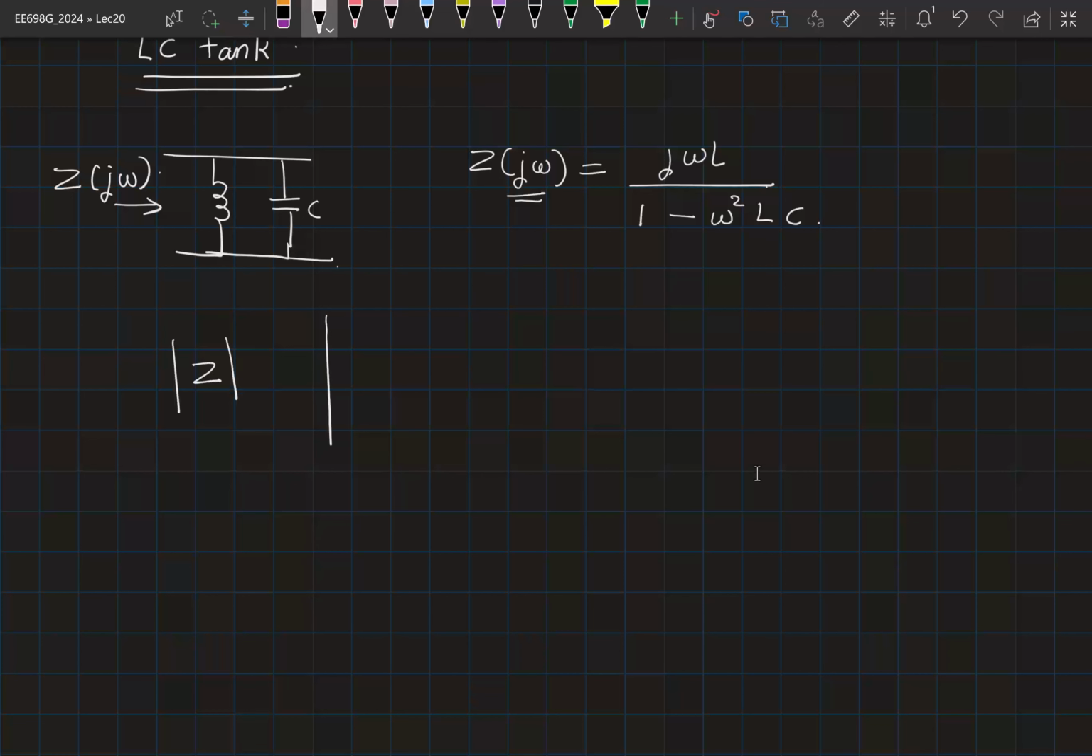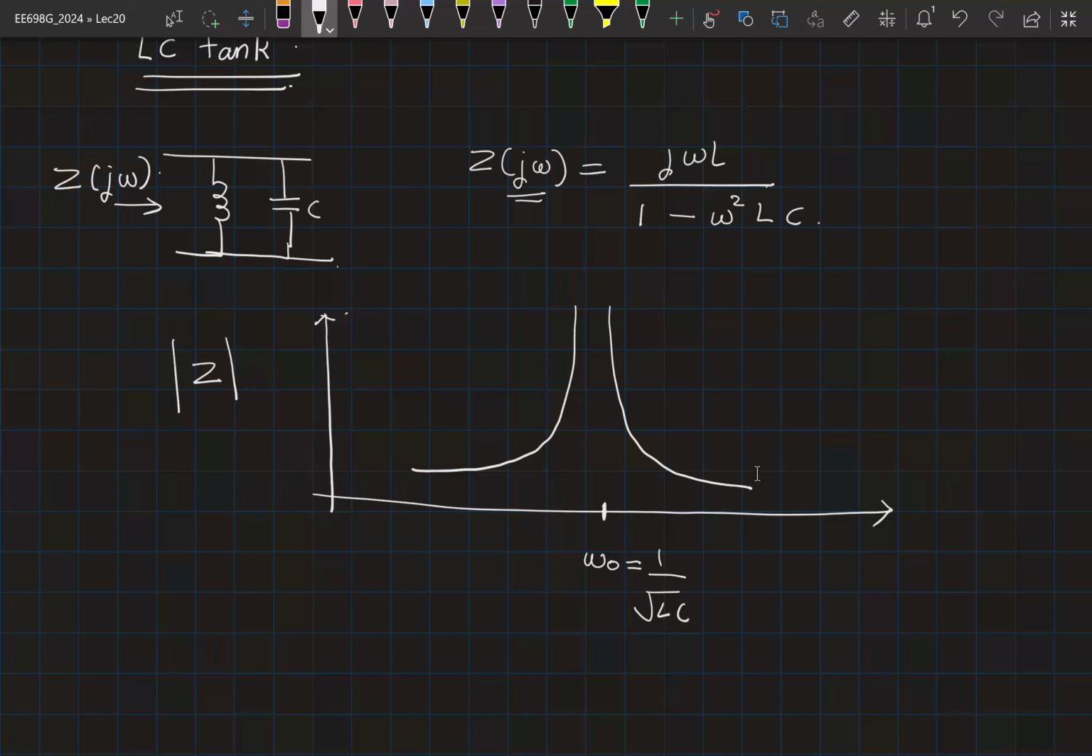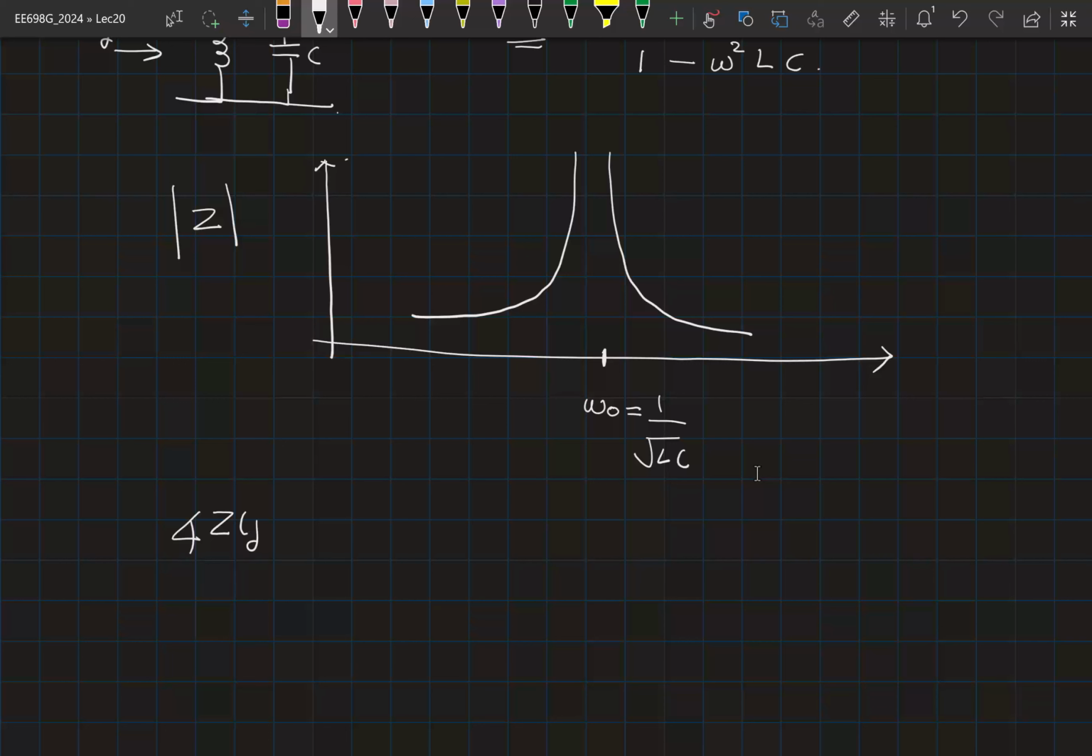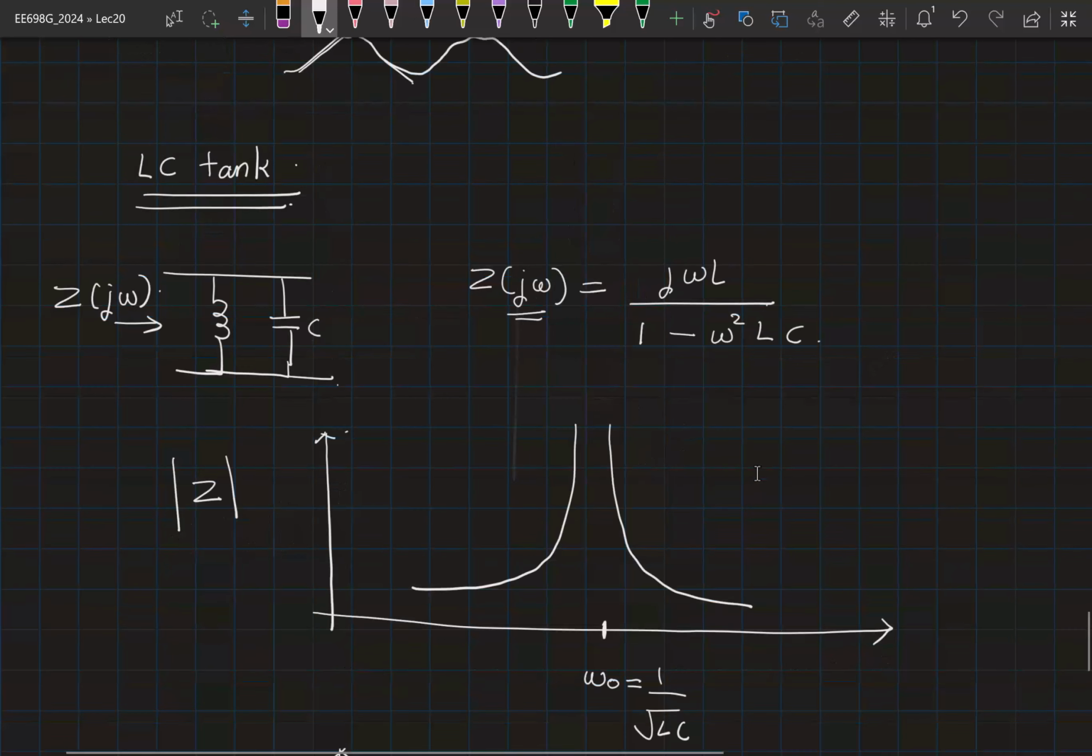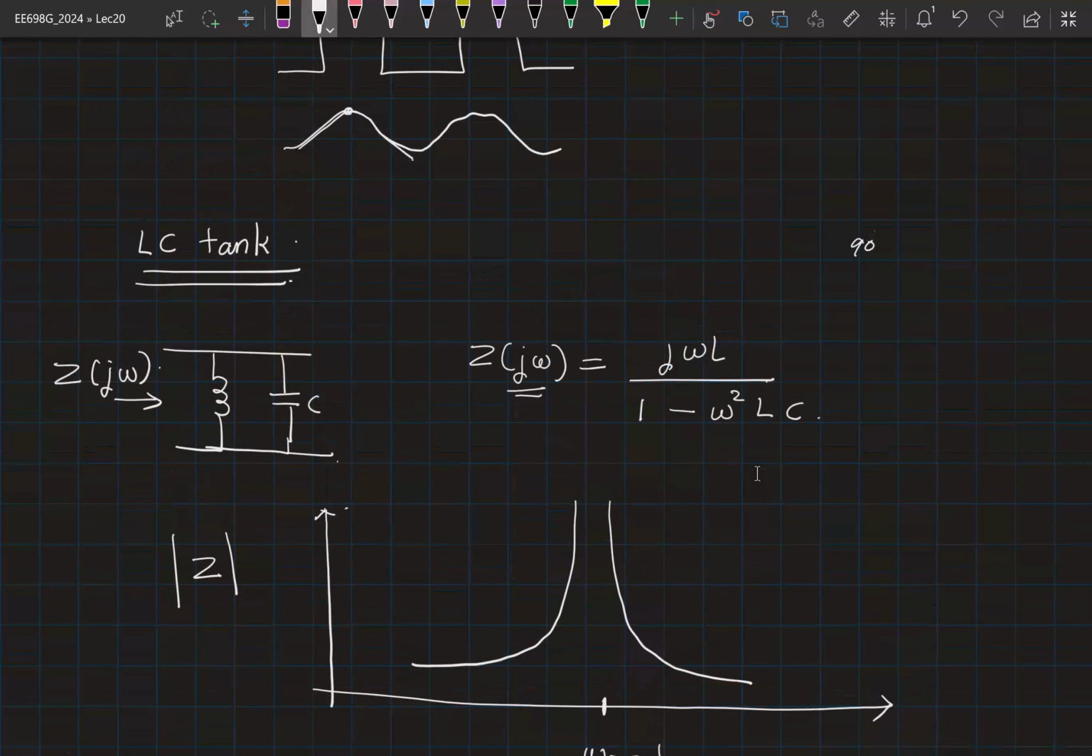What does the magnitude look like? So at a magic frequency omega naught, which is equal to 1 by root LC, you will have infinite impedance. Okay. And how does the angle of Z of j omega look like? What do you get? 90 degree constant. So let's look at that answer, right? So the answer I'm getting is it's going to be a 90 degree constant, right? That seemed to suggest that the expression is of the form j omega into something, right? Nothing else. Now I'm looking at an inductor in parallel with a capacitor.